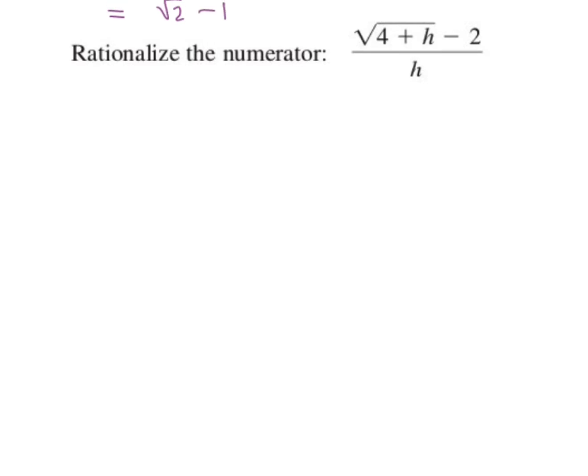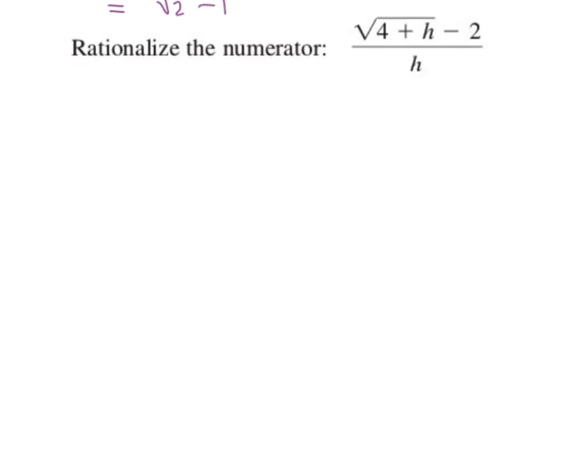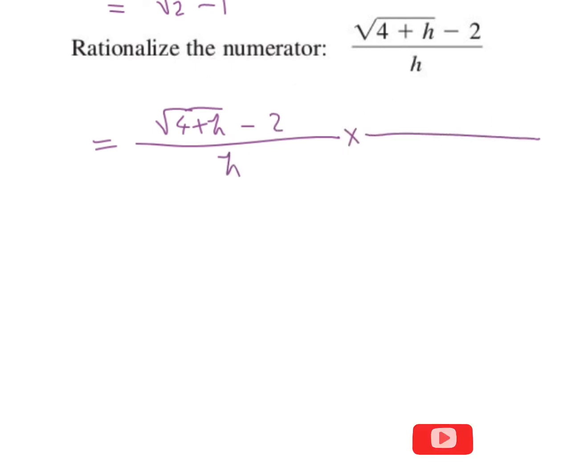Okay, this is another question. Here, rationalize the numerator. So square root of 4 plus h minus 2 upon h. What is its conjugate? Tell me. Yes, square root of 4 plus h plus 2. There it was minus, so here plus. Square root of 4 plus h plus 2.